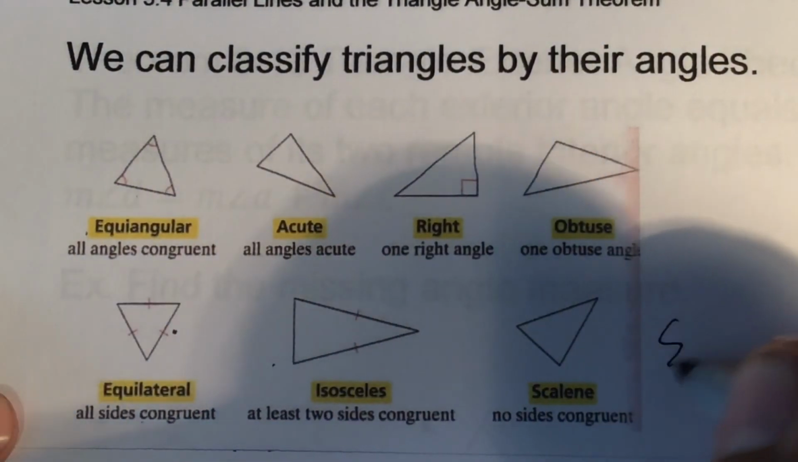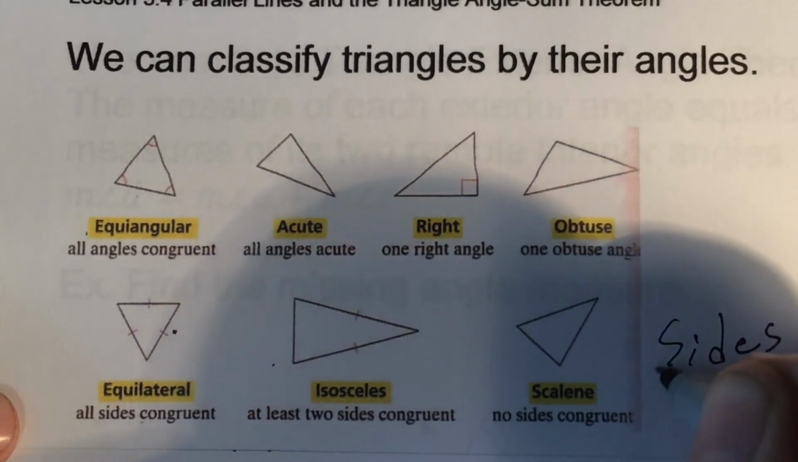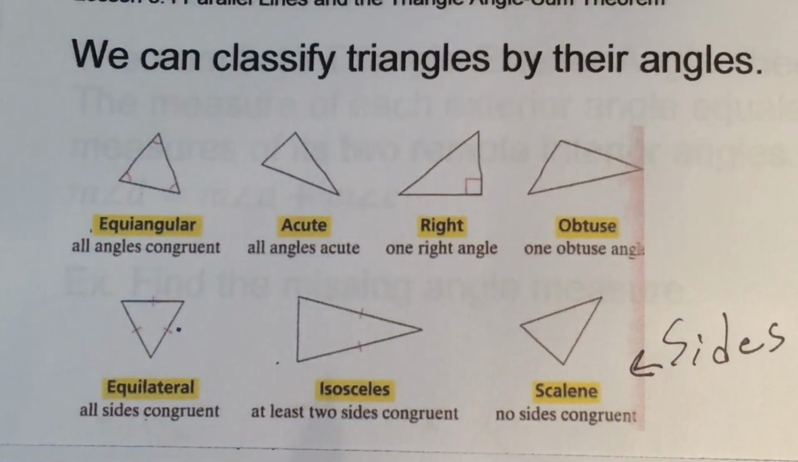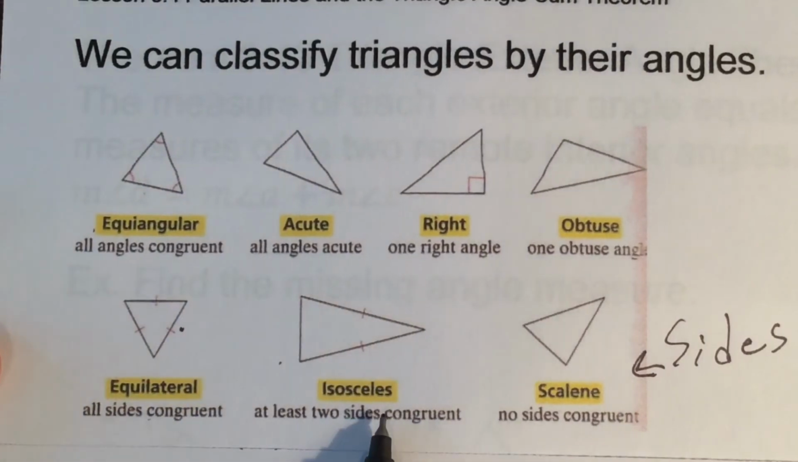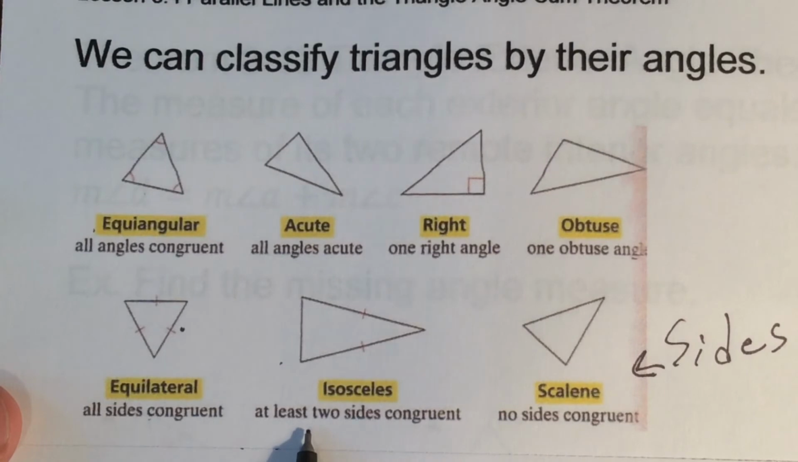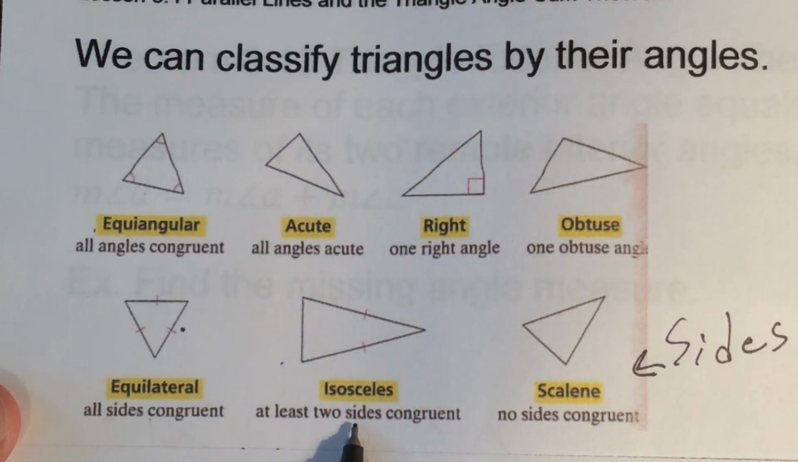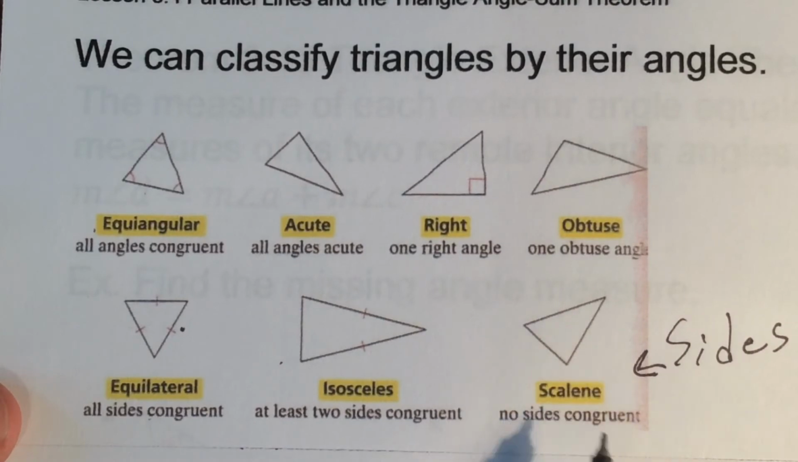We can also do it by their sides. So if we have all three sides congruent, it's an equilateral triangle. If we have two sides congruent, it's isosceles. And if none of them are congruent, then it's scalene.